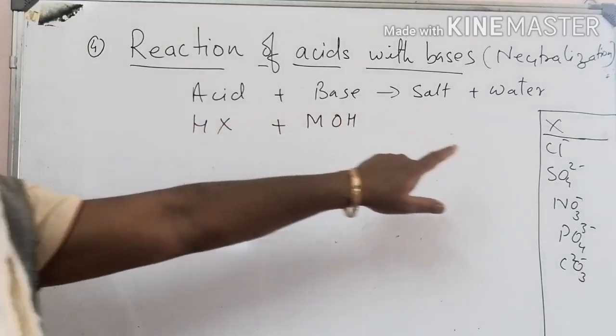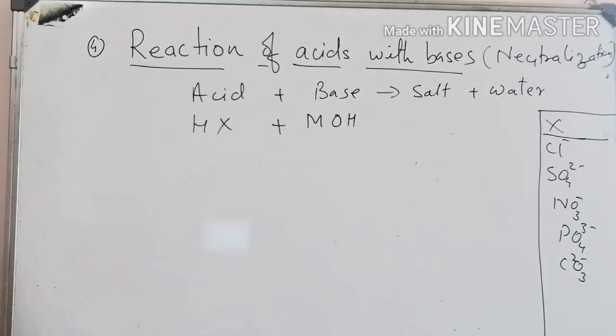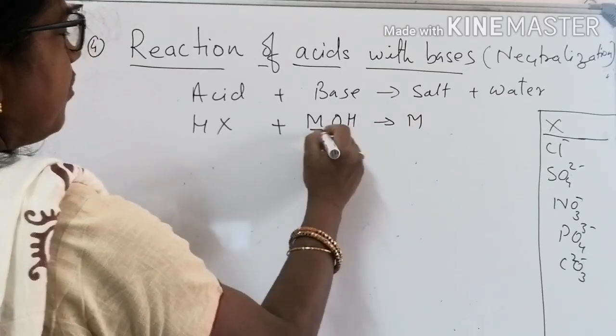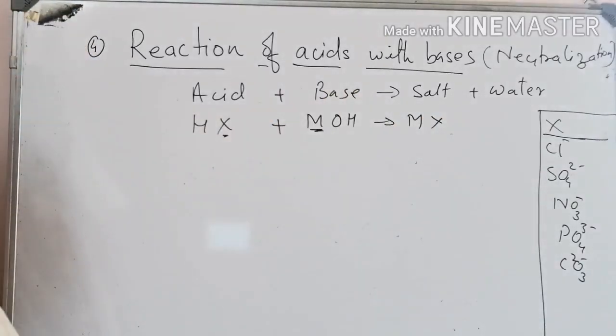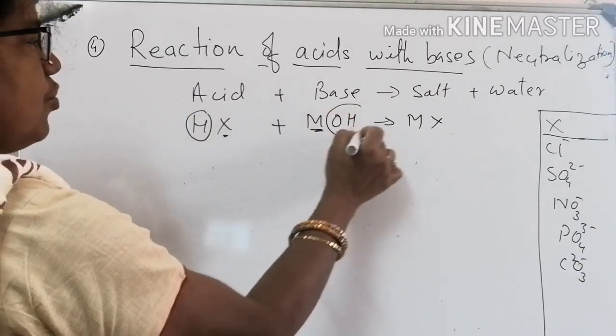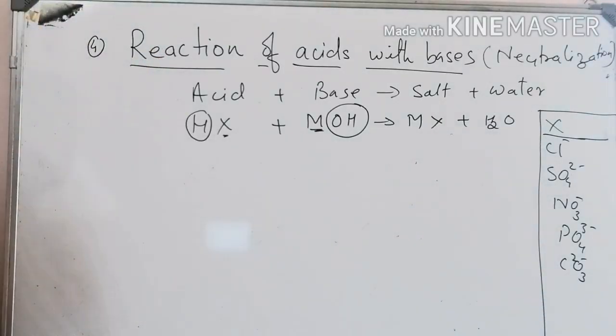When you combine this acid radical with hydrogen, you will get the acid. So let us take example. It will form salt MX. Again here metal combined with acid radical to form MX salt. Hydrogen here combined with OH to form H2O. Hence, the reaction is also known as neutralization reaction.